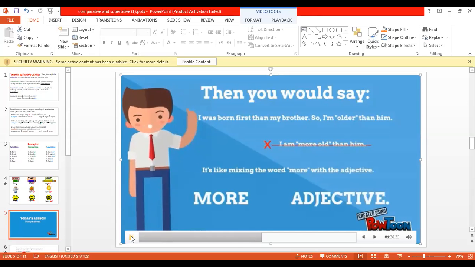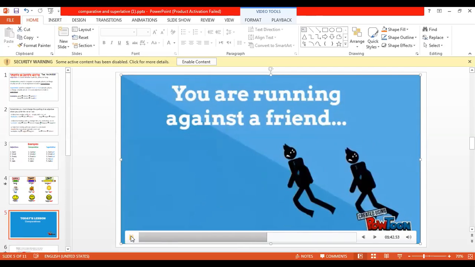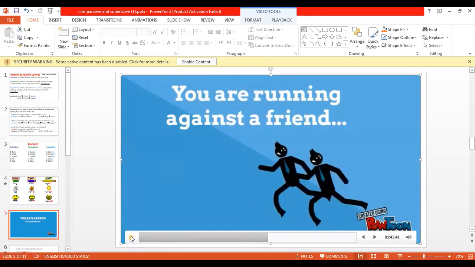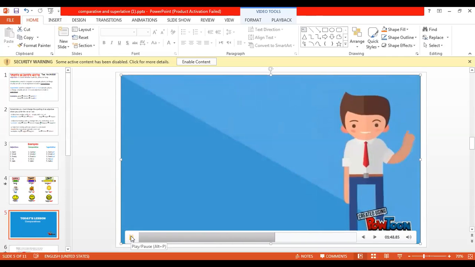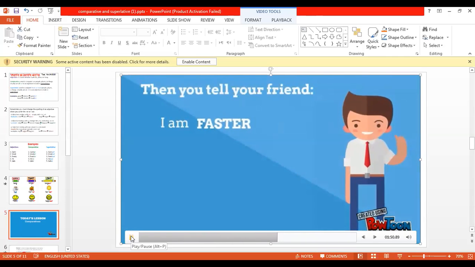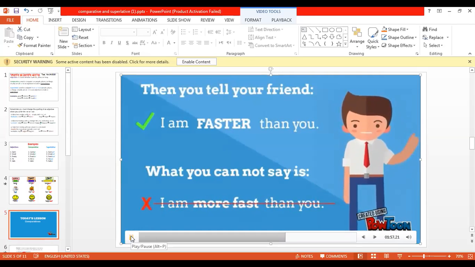Let's make an example. Guess you're running against a friend, only the two of you. Someone is going to be faster, and then you win. So, what would you say to your friend? Then you tell your friend, I am faster than you, which is correct. You cannot say I am more fast than you. This is not right. Well, moving on.